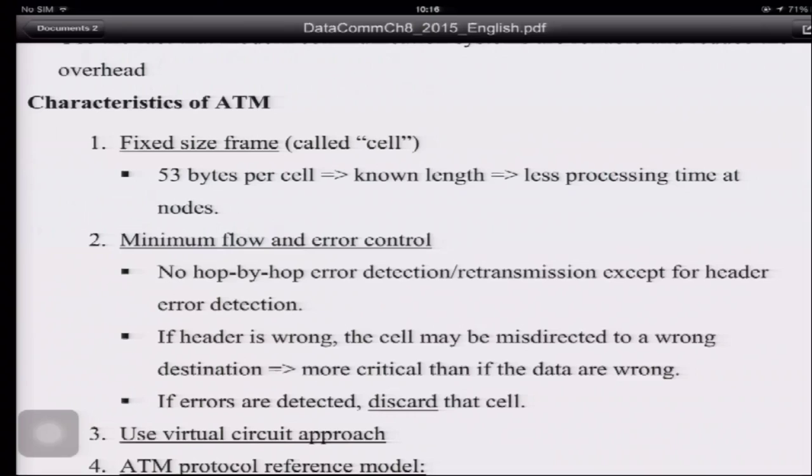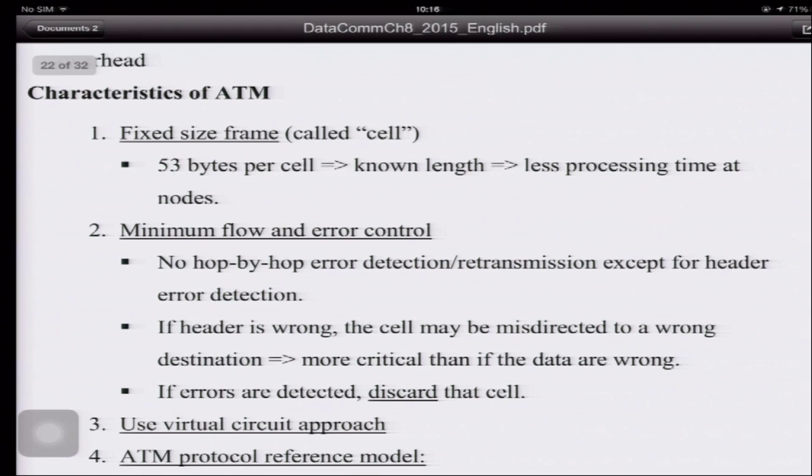Now let's look at the characteristics of ATM. ATM uses a very small, fixed-size frame, and we call this a cell because it's very small. There's only 53 bytes per cell, so you know the length is fixed, and you know that the length has to be 53 bytes per cell. So you have less processing time at the node, so the node can count from the first byte, and if it's 53 bytes already, this is the end of the cell.